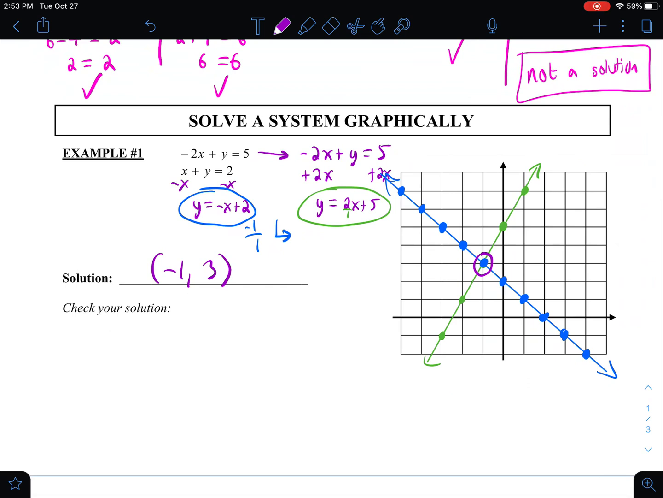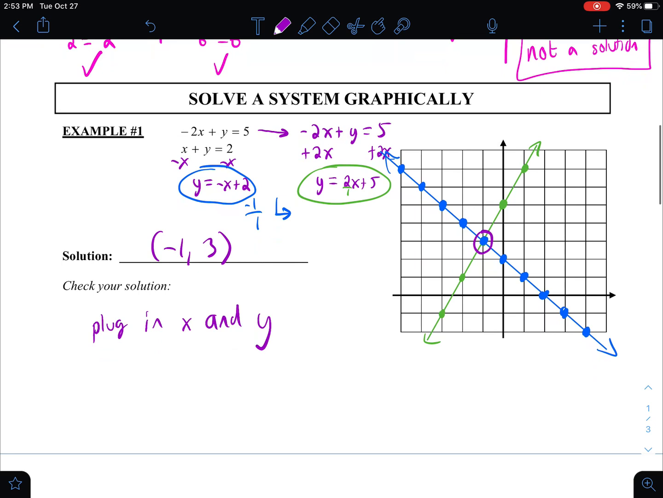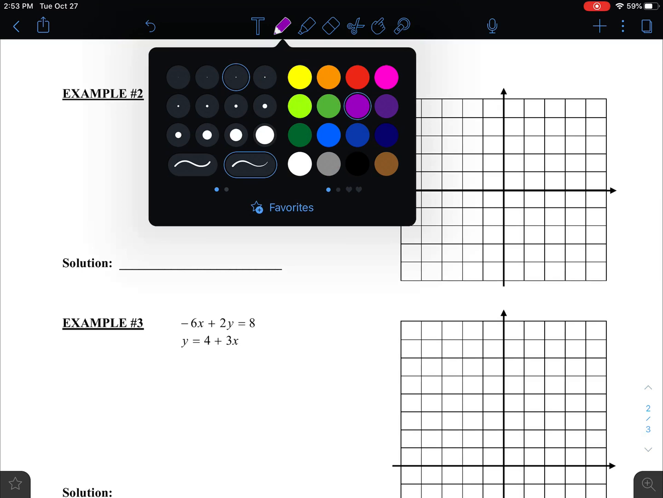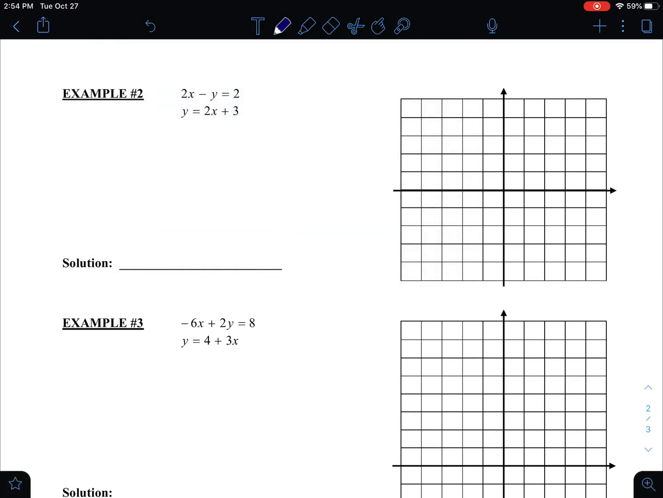All right, we're not going to check our solution, but you can check your solution by plugging in x and y. If you plugged in x and y, you would see that it's going to be true for both original equations or the final equations that we came up with, okay? All right, moving on. Got 2 more examples and one little thing at the end here, so let's keep trucking away. All right, we have 2x minus y equals 2 and y equals 2x plus 3.